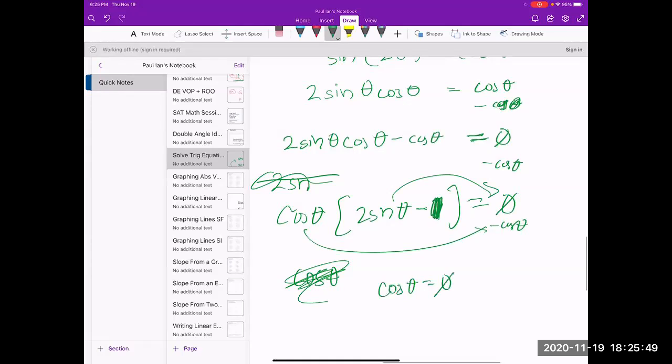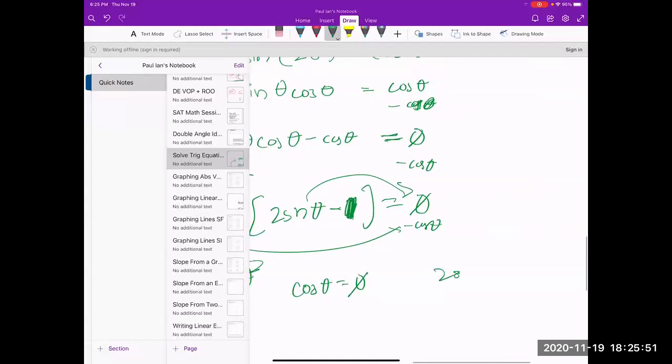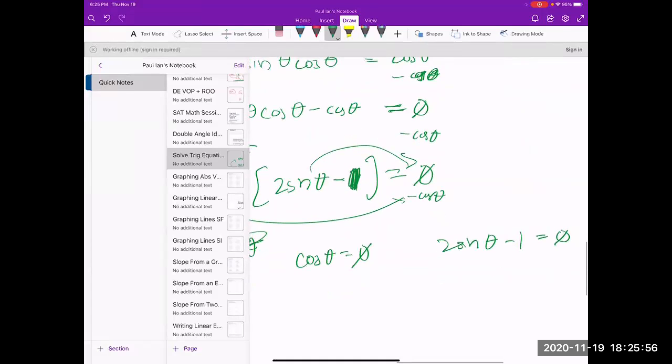Cosine equals 0. And this other one right here is sine minus 1 equals 0. And then you find all the thetas that will make this 0. It's the same as any other algebra question, finding the zeros. So this one right here is a simple one. Where is cosine equals 0? What theta is that? Pi over 2. And then the other one is adding pi to it, right? So 3 pi over 2.